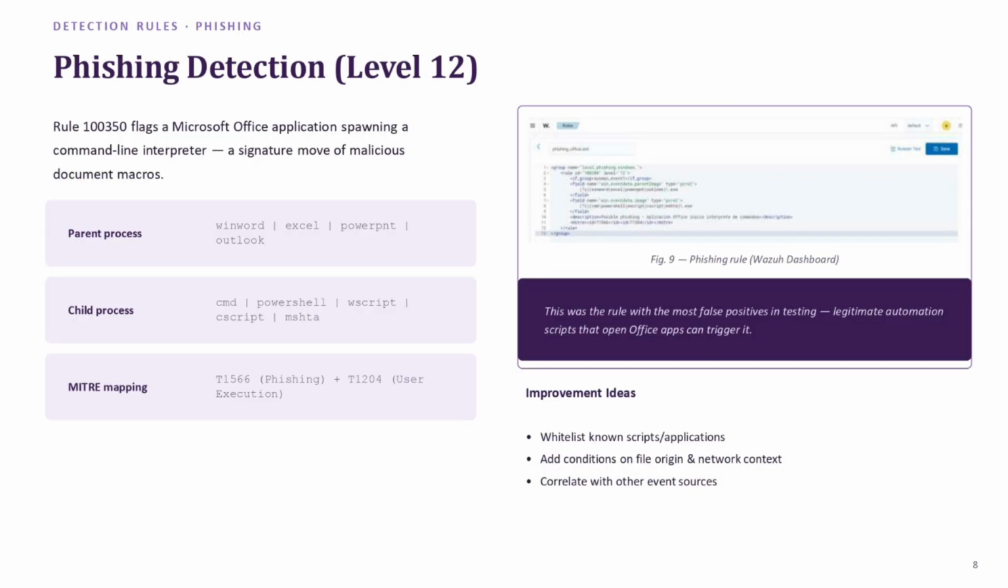Next is the phishing rule, level 12. Rule 100350 detects when a Microsoft Office application like Word, Excel, or PowerPoint starts a command interpreter like PowerShell or CMD. This is a very common phishing pattern. It usually means a malicious macro inside a document just executed. However, I want to be honest, this was the rule with the most false positives in my project. Some legitimate add-ins create and open office applications, and this can trigger a false alarm.